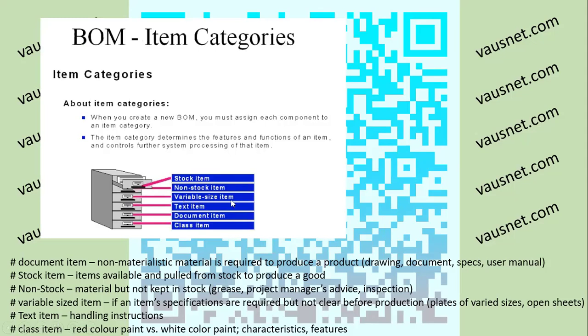Variable sized item. Now, variable size is basically where specifications are required but not clear before production, like plates of varied sizes, open sheets. Okay, like spokes of the wheel are made from sheets. Text item, again, as I said, is used for architecture, for document control, for design. Class item, red color paint versus white color paint, characteristics and features. These are basically based on class items. So item categories can be different in bills of material. Okay.